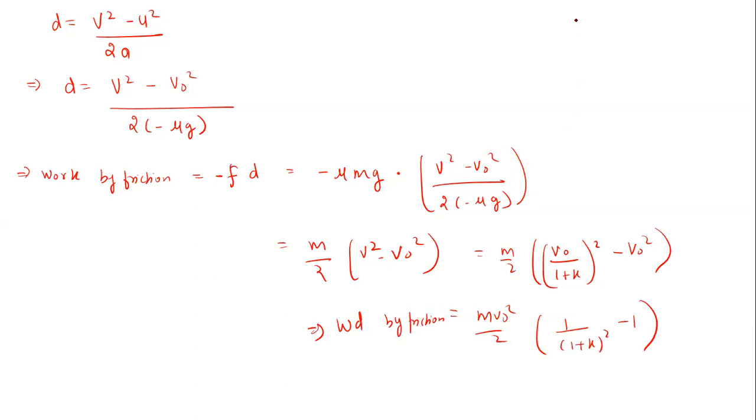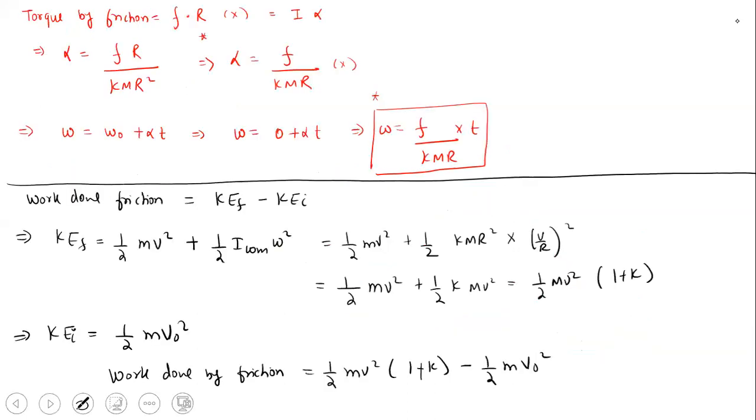Did you all understand here? Yes or no? So that is how we can find the work done by the friction force. That is m v naught square by 2 into 1 by 1 plus k whole square minus 1. So if you take ring, if you take disc, whatever you are taking, you will get it. We can equate the work done by the friction force. You will get the same answer by any method you use. Okay, fine. I have done both methods, by applying the work energy theorem and by applying displacement.